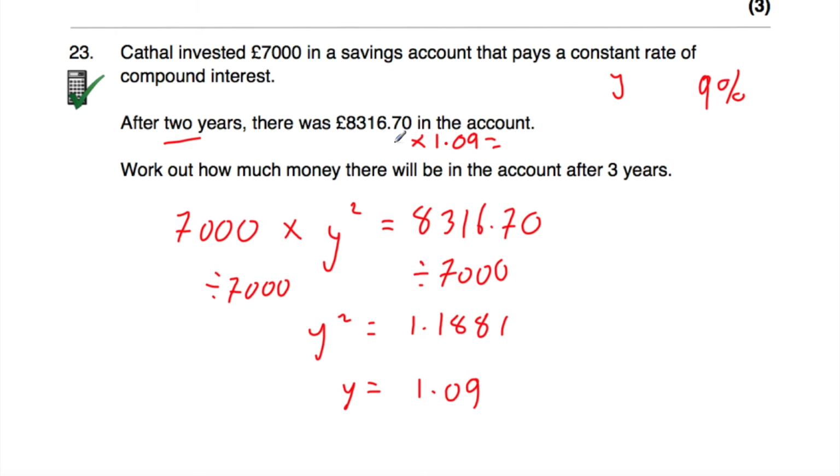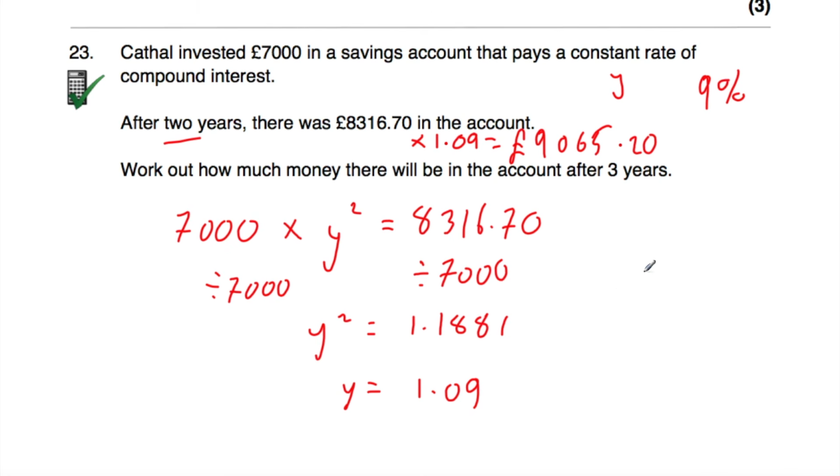And if you do 8,316.7 times 1.09, that's equal to £9,065 and 20p to the nearest penny. It was actually 0.203, but I've just rounded that to the nearest penny. So that means that's how much money Cahill will have in the account after 3 years.